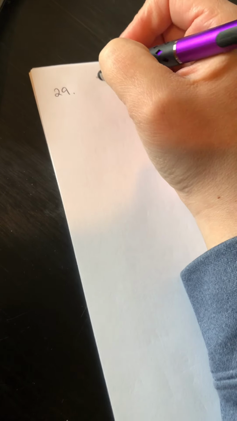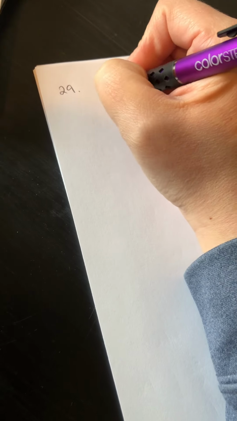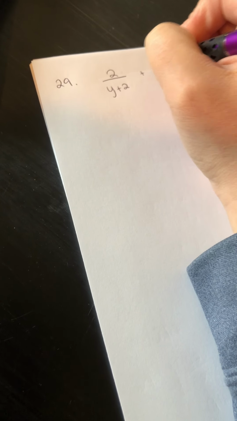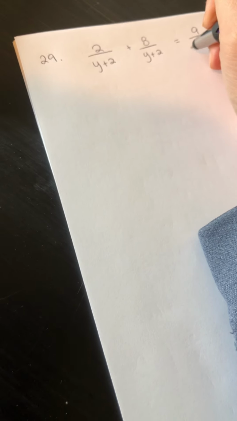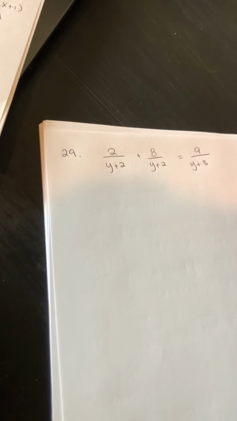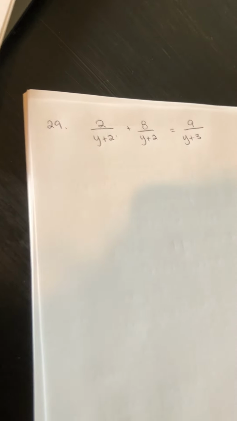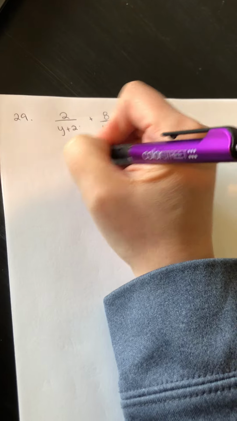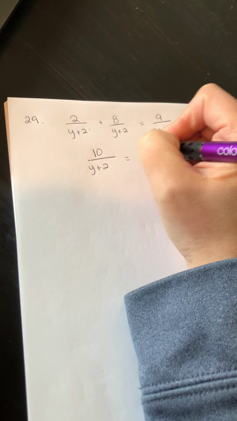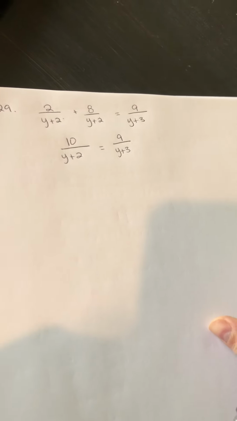So number 29, we have 2 divided by y plus 2 plus 8 divided by y plus 2 is equal to 9 over y plus 3. Now on the notes, I didn't do it this way, but I'm going to do it this way here, just to show you that you do come up with the same answer. These two both have the common denominator of y plus 2, which means I can just add them. So 2 plus 8 is 10 over y plus 2 is equal to 9 over y plus 3. So that's fine. On the notes that are written, I didn't do that.